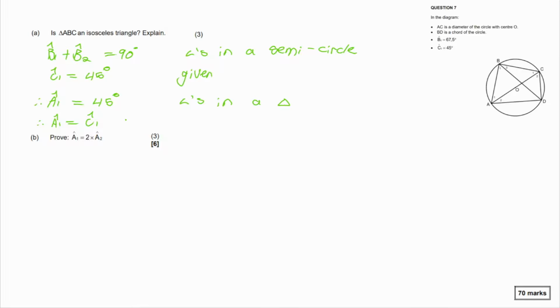And we can then say, therefore, I ran out of space here, but therefore triangle ABC is an isosceles triangle.